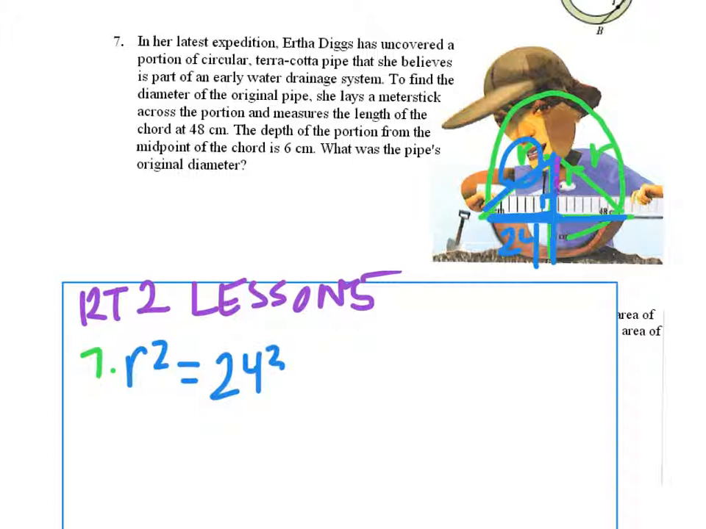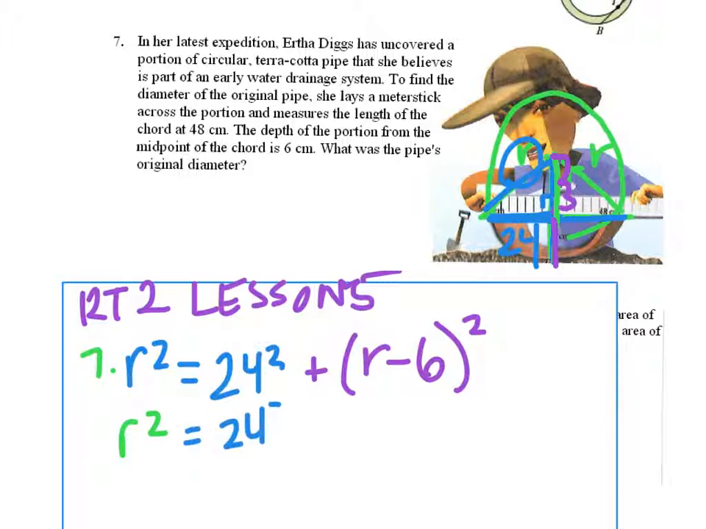This part's trickier to find. I know the entire length here is R, and I know this piece is 6. So if I want to find just this piece, I will take R and subtract 6 to get that piece. Here again, I'm going to need to use FOIL to solve. Think of R minus 6 squared as R minus 6 times R minus 6.